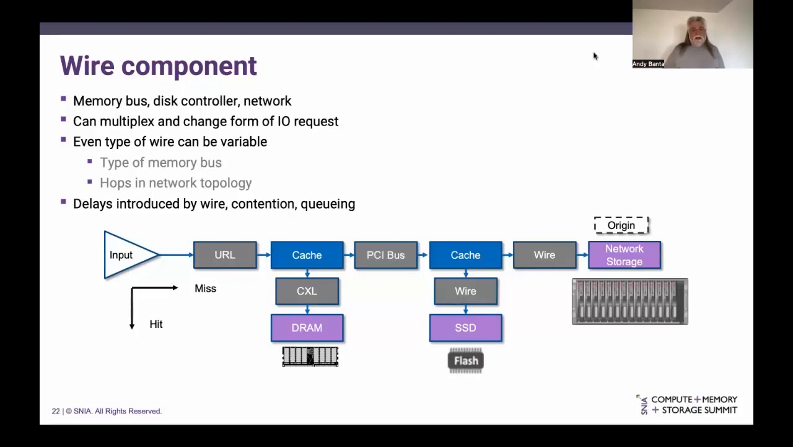Keep in mind again that delays are going to be introduced by contention and queuing on the wires as well. So in between these multiple caches, we would have a PCI bus. Our second level cache might have an NVMe interface to the SSD. You could also have a SATA interface to the SSD.